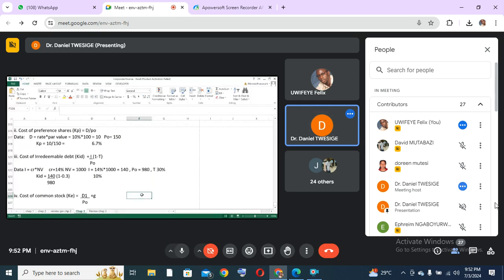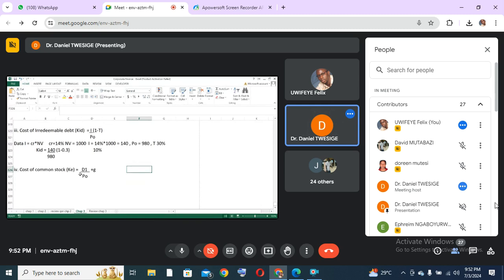Now, which data do we have to feed this formula? If we check our data, we have the D0, the current dividend the company has given.